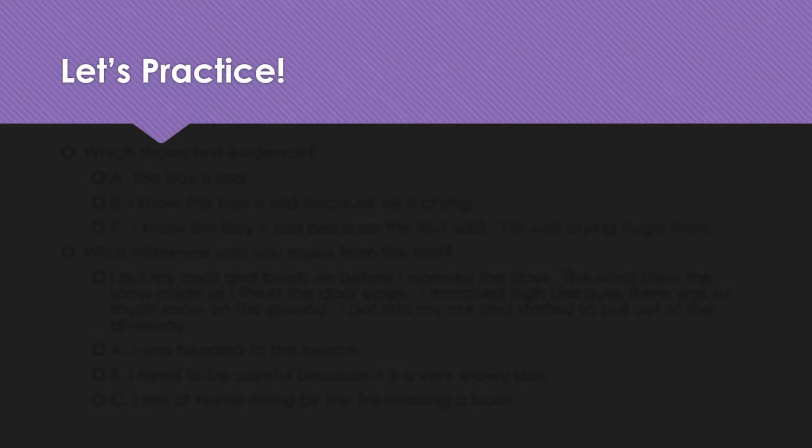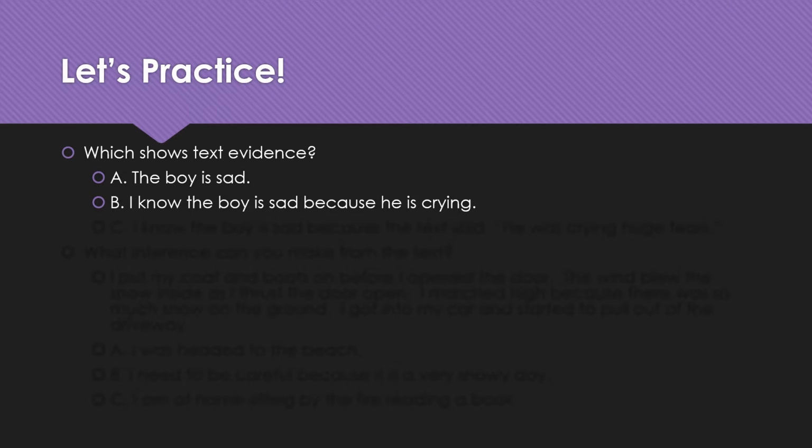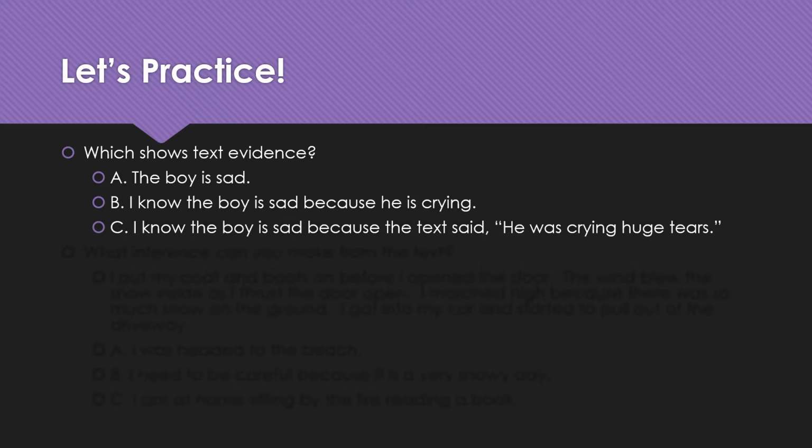Let's do some more practice. Which shows text evidence? A, the boy is sad. B, I know the boy is sad because he is crying. Or C, I know the boy is sad because the text said he was crying huge tears. Think about citing evidence. What do we need to have in there to cite the evidence? If you're thinking C, you're correct. It has the comma and quotation marks to cite the text.